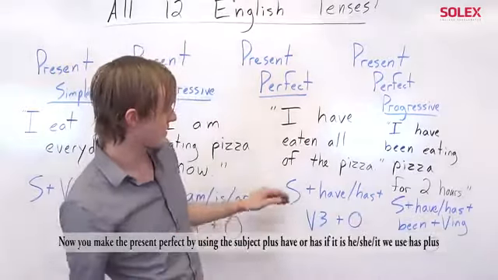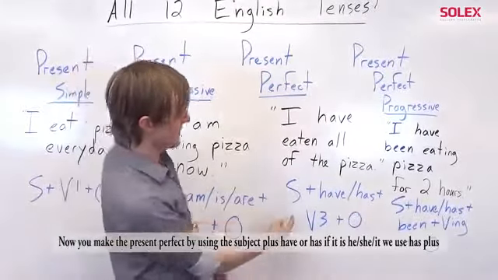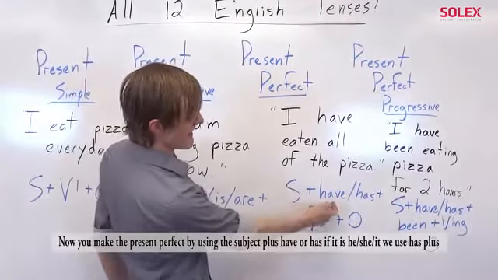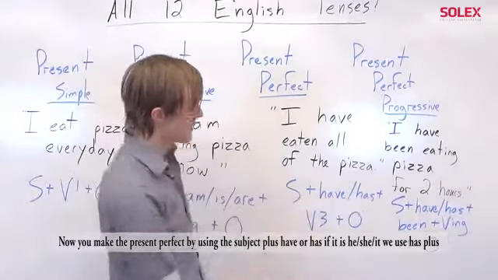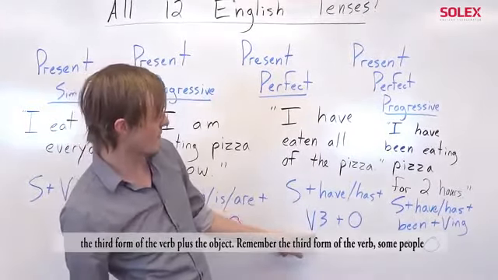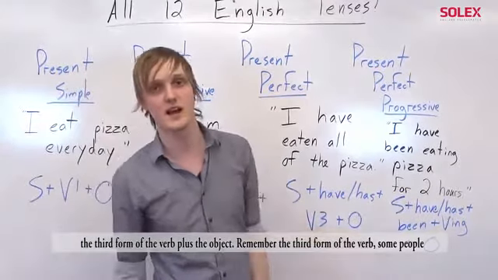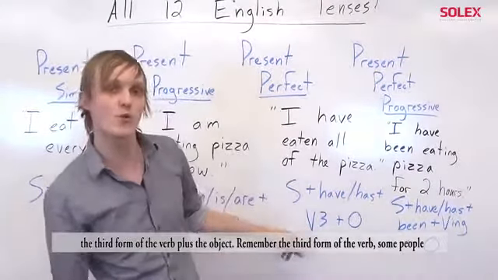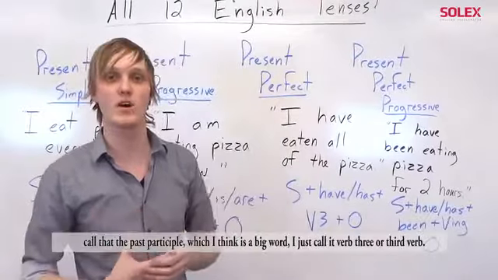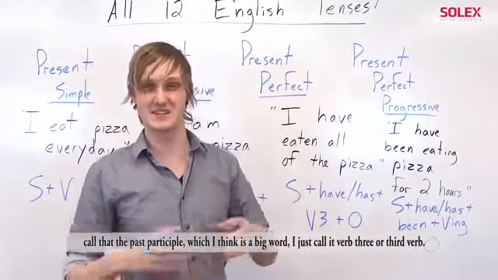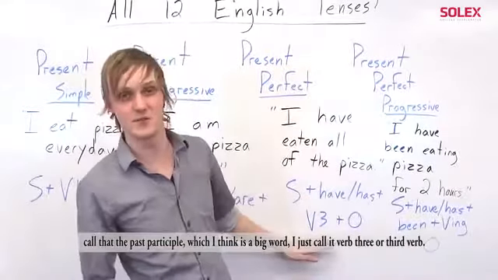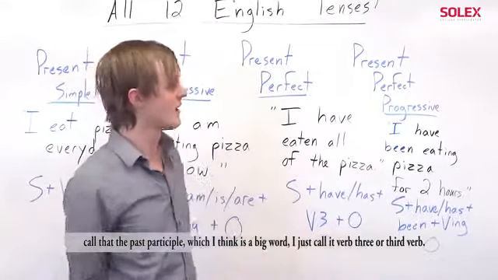Okay? Now you make the present perfect by using the subject plus have or has. If it is he, she, it, we use has. Plus the third form of the verb plus the object. Remember, the third form of the verb, some people call that past participle, which I think is a big word. I just call it verb 3 or third verb.